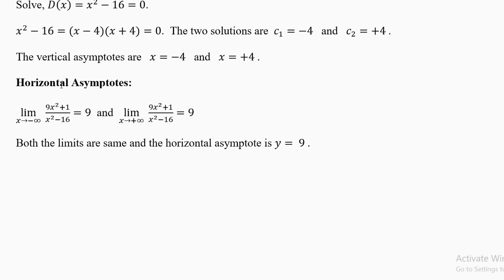Now for the horizontal asymptotes, you need the calculus. Take the limit x going to minus infinity of this quantity. Just like the last chapter, the limit is 9. Take limit x going to plus infinity, the limit is 9. Both the limits are same, so the horizontal asymptote is y equal to 9. If you have two different limits, we'll get two different asymptotes.